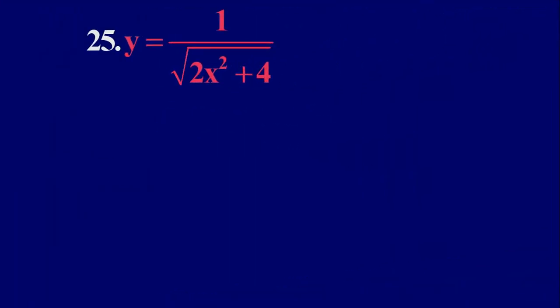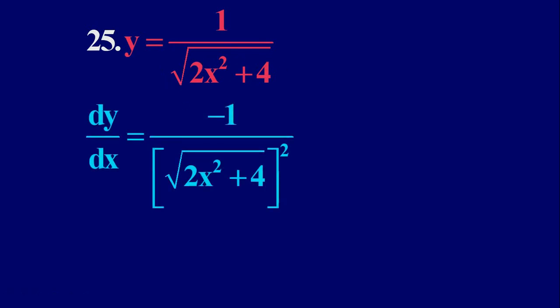The next one, y equal to 1 by root of 2x square plus 4. It is of the form 1 by x first. Consider this as 1 by x, and 1 by x differentiation is minus 1 by x square, but in place of x you have to write this whole root. So dy by dx is minus 1 by root of 2x square plus 4 whole square. Now it is not x. In place of x we have root of 2x square plus 4.